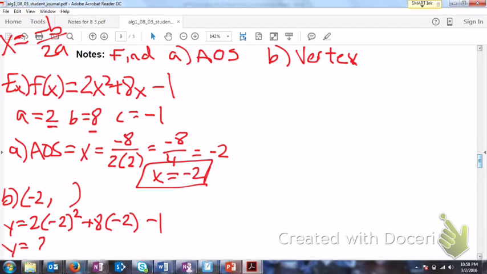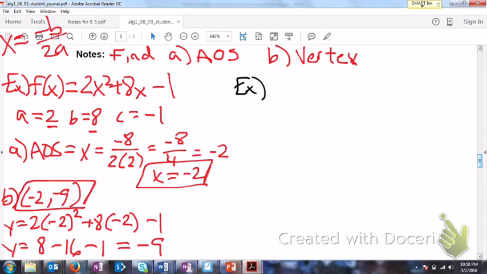Negative 2 squared is 4. 4 times 2 is 8. 8 times negative 2 is negative 16 minus 1. 8 minus 16 is negative 8. Negative 8 minus 1 is negative 9. So our vertex is at negative 2, negative 9. So our other answer is our vertex, negative 2, negative 9. So we were able to find both the axis of symmetry and the vertex right there.